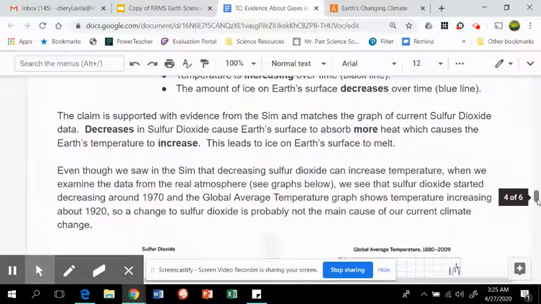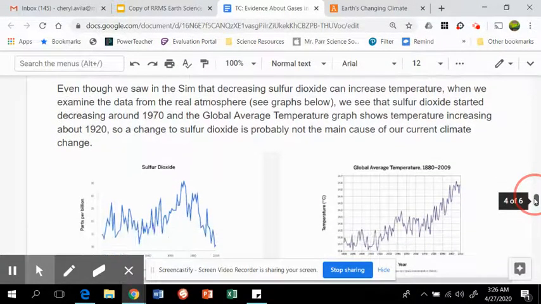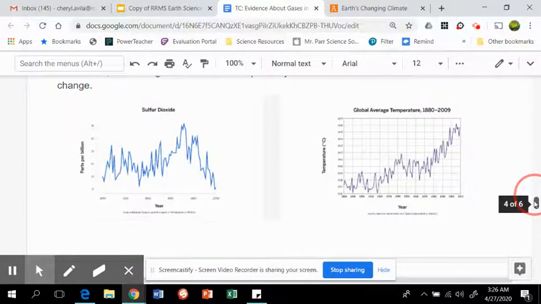Even though we saw in the sim that decreasing sulfur dioxide can increase temperature, when we examine the data from the real atmosphere, which are on the graphs below, we see that sulfur dioxide started decreasing around 1970, and the global average temperature graph shows temperature increasing about 1920. So change to sulfur dioxide is probably not the main cause of our current climate change.